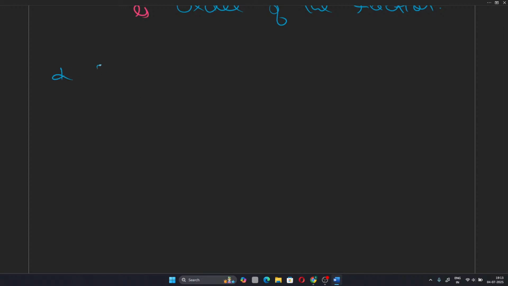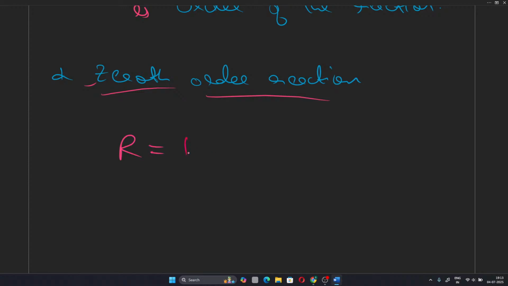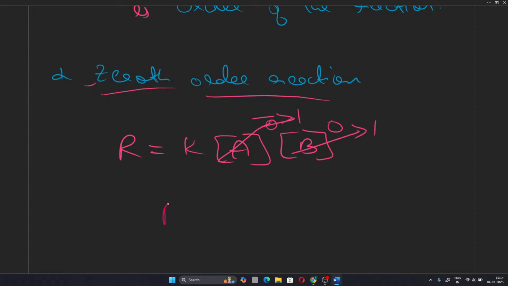In case of a 0th order reaction, where R equals K times A power 0 times B power 0. The powers cannot be negative, so both should be 0. In such a case, where anything power 0 is 1, we can say R is directly equal to K. So since K is the rate constant, the rate will always be constant in case of a 0th order reaction.